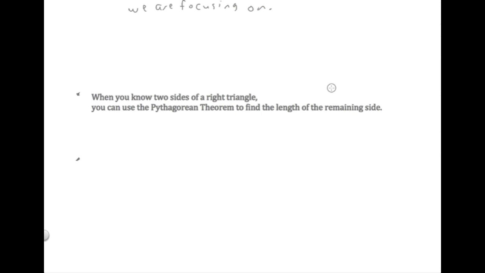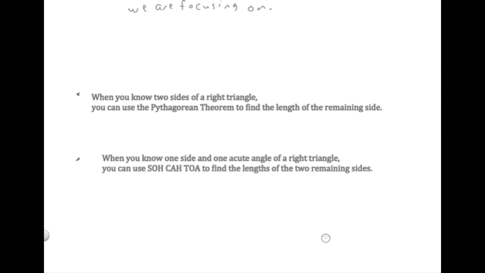How about SOHCAHTOA? Pause the video and ask yourself, when can you use SOHCAHTOA? Well, I think we already talked about that. First of all, again, it has to be a right triangle, at least based on the methods we've learned so far. And you can use SOHCAHTOA if you know one side and one of the acute angles. Obviously, in every right triangle, you know the 90-degree angle, or you wouldn't know it's a right triangle. But you need to also know one of the acute angles. Of course, if you know one acute angle, you know all the angles. So basically, you can use SOHCAHTOA if you know the angles and one side.